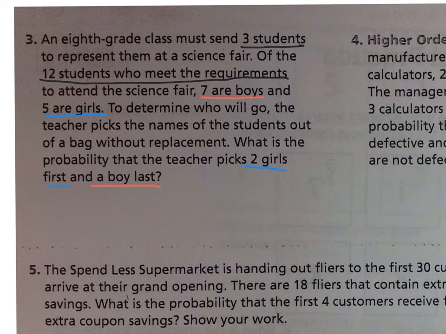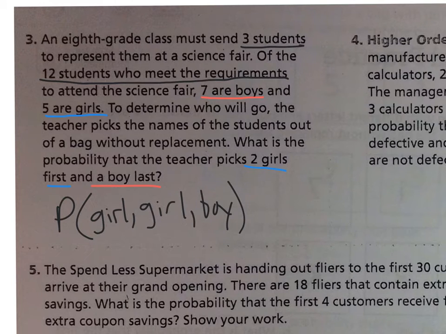Alright, so I've tried to highlight here, do a little color coding, looking at the boys and girls. So we're actually picking 3 things this time. So we're wanting girl, girl, boy. Obviously, we can't pick the same person twice. We're not going to say, oh, you know, we picked Emily and now we picked Emily again. Once that person's been chosen, they can't be chosen a second time to be in the science fair.